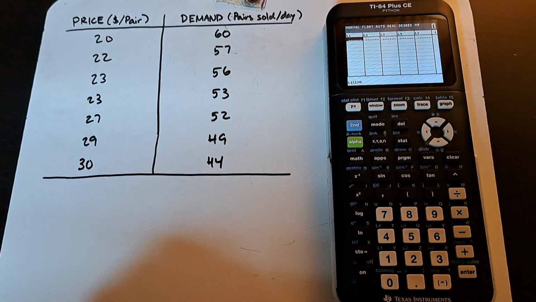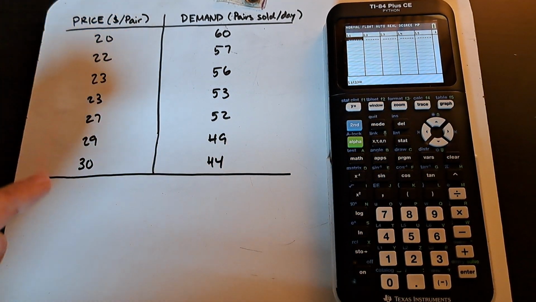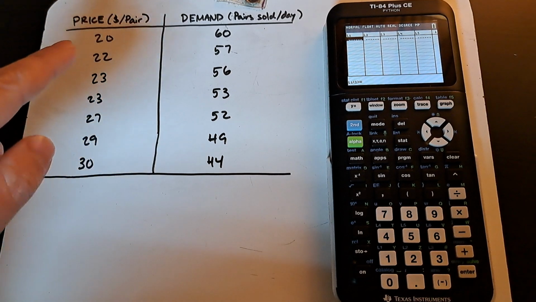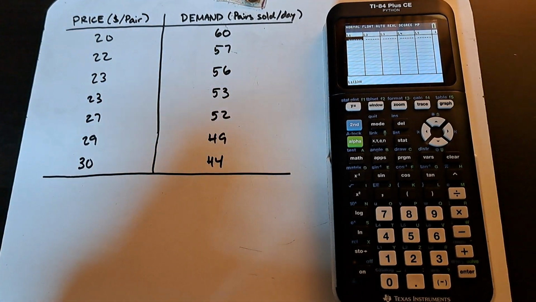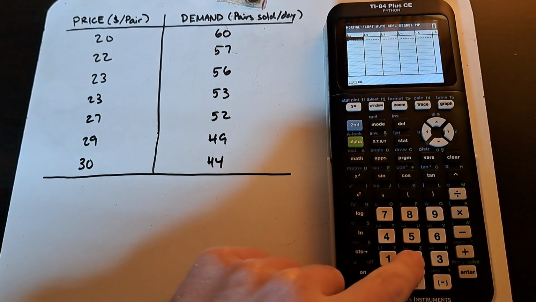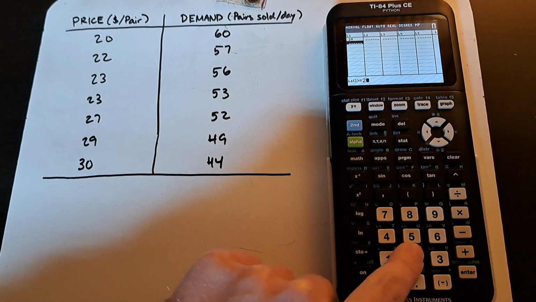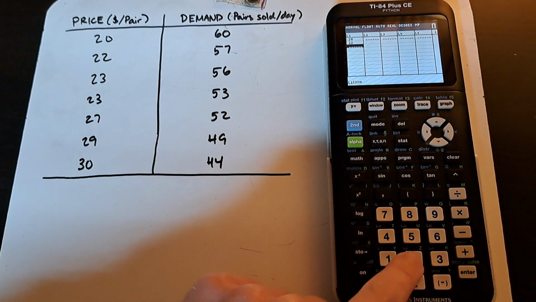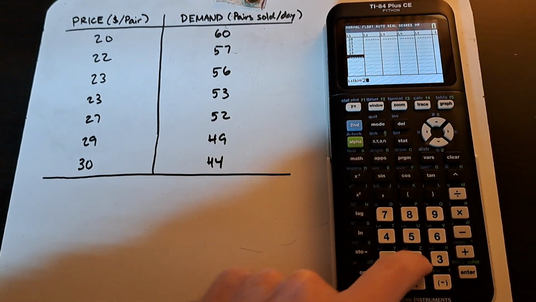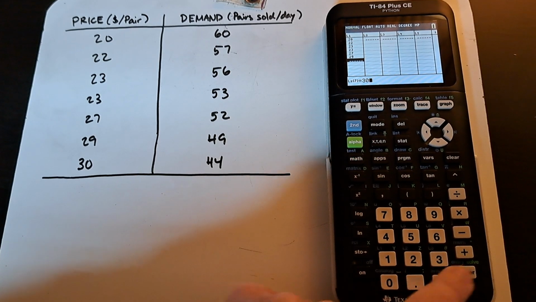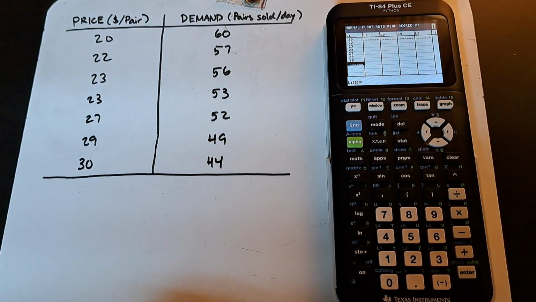And now I'm going to start entering my data, my independent variable here, my input. I'm going to start entering that into list L1 or column L1. And so I'm just going to go ahead and do that. 20, Enter is my first point, 22 is my second, 23, 23 again, 27, 29, and then 30. So those are all my inputs.